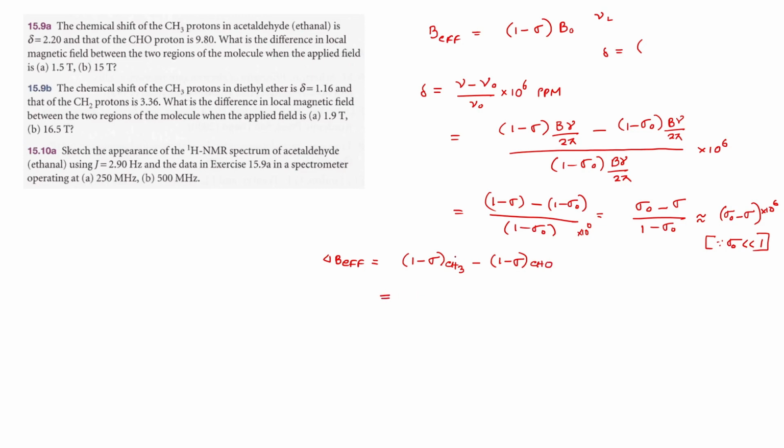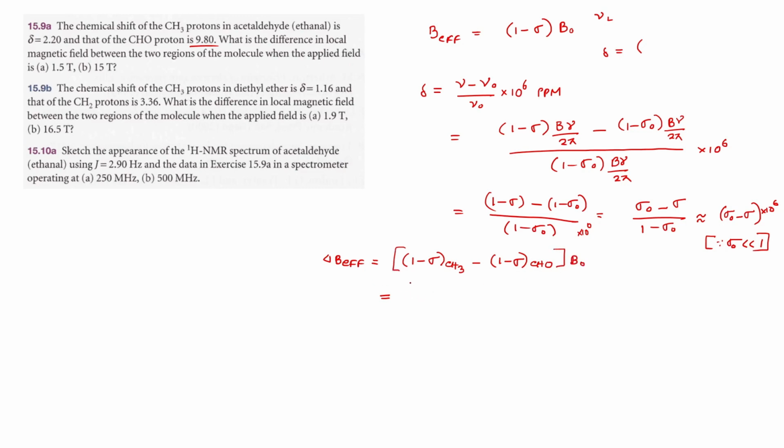So you can tell me, your aldehyde proton is at 9.80, which means much more deshielded. So the aldehyde proton's shielding constant is very small. But for the CH3, the methyl proton is at 2.20, which is much more shielded. So the shielding constant is much larger for this, so 1 minus sigma will be lesser for this, B effective. I'll get back to that. 1 minus sigma, I think B0 is the same, right?